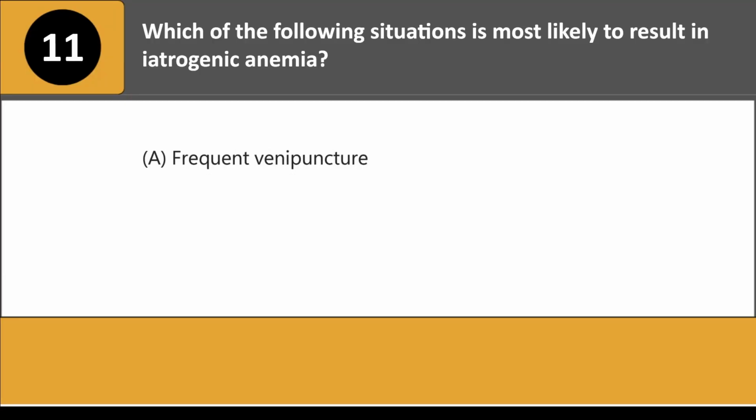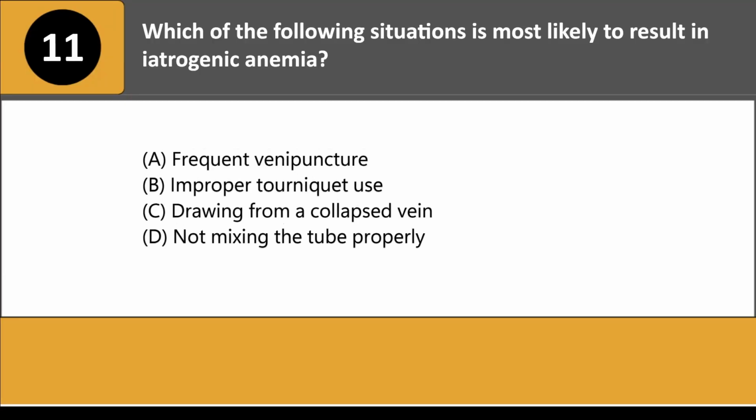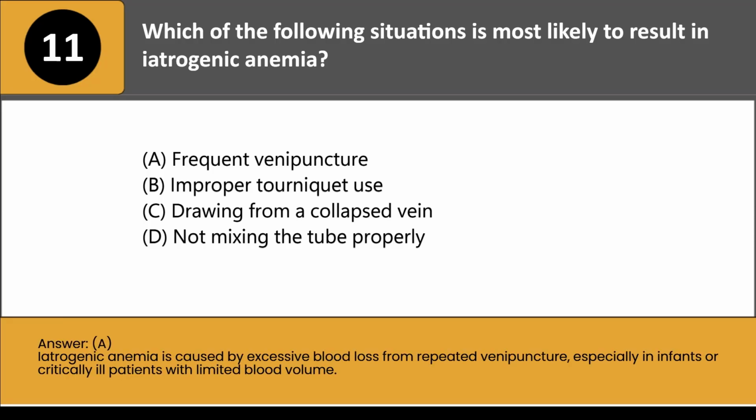Which of the following situations is most likely to result in iatrogenic anemia? A. Frequent venipuncture. B. Improper tourniquet use. C. Drawing from a collapsed vein. D. Not mixing the tube properly. Answer: A. Iatrogenic anemia is caused by excessive blood loss from repeated venipuncture, especially in infants or critically ill patients with limited blood volume.